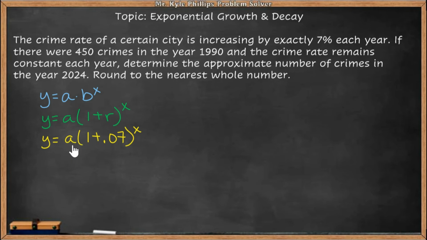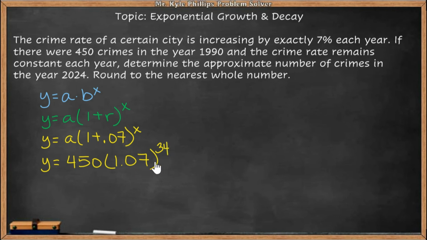We know a stands for the initial amount. They tell us that there were 450 crimes in the year 1990, so there are 450 to start. My growth factor is 1.07, and x represents the number of years that have passed. The number of years from 1990 to 2024 is 34 years, so here we will raise this to the power of 34.